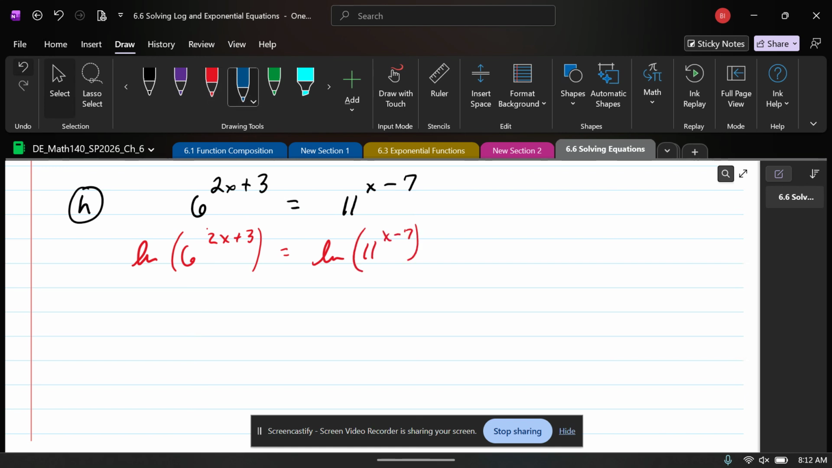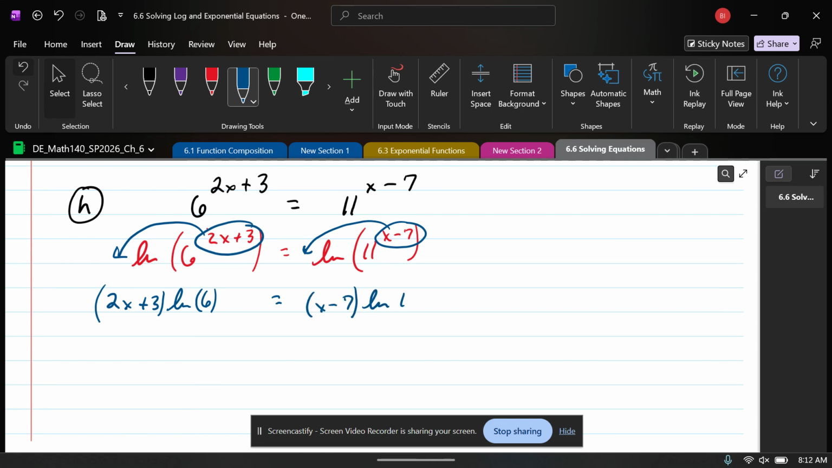And I'm going to use the log property to bring that exponent down to the front. Taking the natural log of each side allows us to bring the exponents off of the exponents and put them down there in front as multipliers. Then what do I do with those natural logs that are there? What did I do on the last one? Distribute. That's the key here.